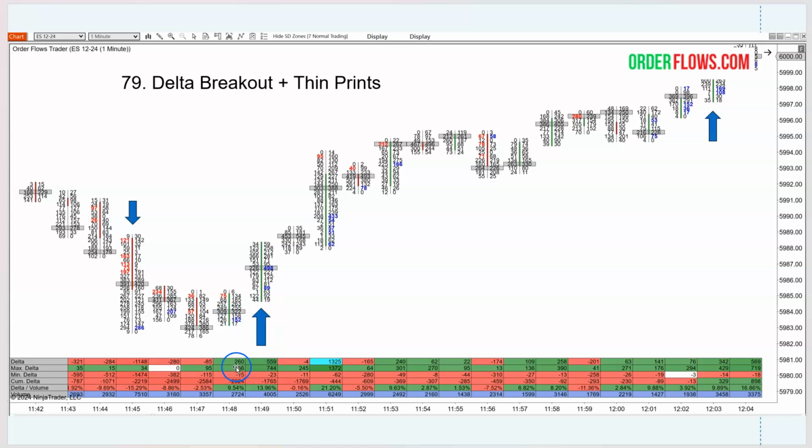So here's your delta breakout. It goes from 260 to 559. Here's your thin print, the 1 in there. This one jumps from 76 to 342. You got your 1, even your 7 in here. And the market did go up a little bit further.